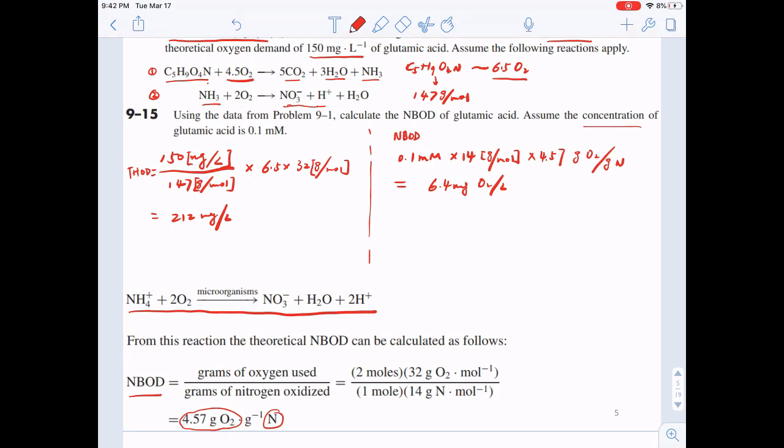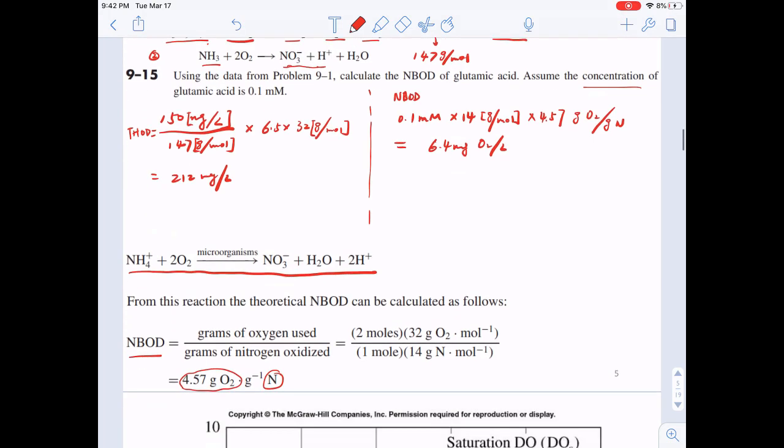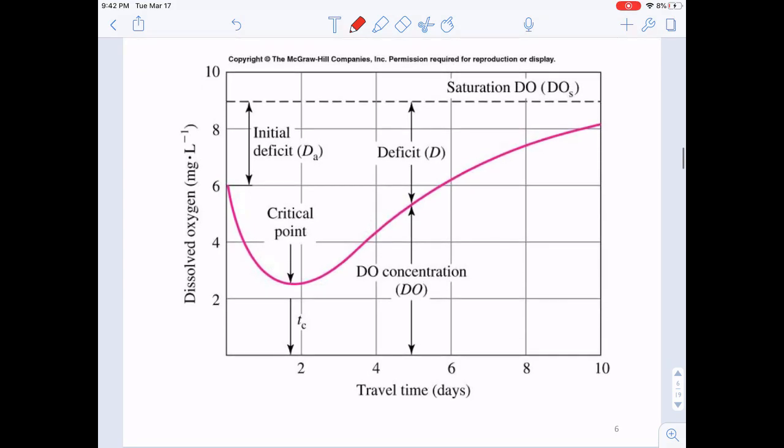So remember this NBOD constant, 4.57, is the mass of the oxygen that's required per gram of the nitrogen. If we can find the total mass of the nitrogen in the solution, then we can calculate the NBOD, right? Okay, so basically that is the BOD and NBOD.